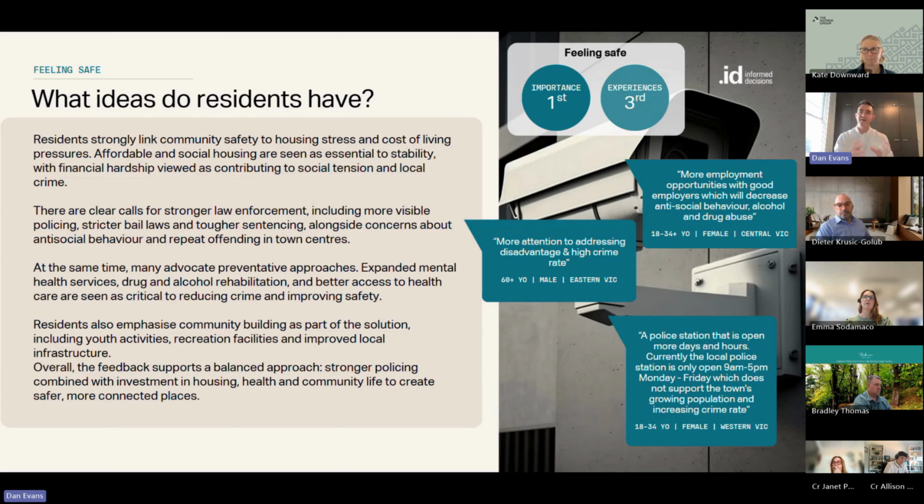So that's another argument to continue to invest in those community development initiatives, because it will help with that sense of cohesion and help build that resilience around safety, build that resilience around local area livability.